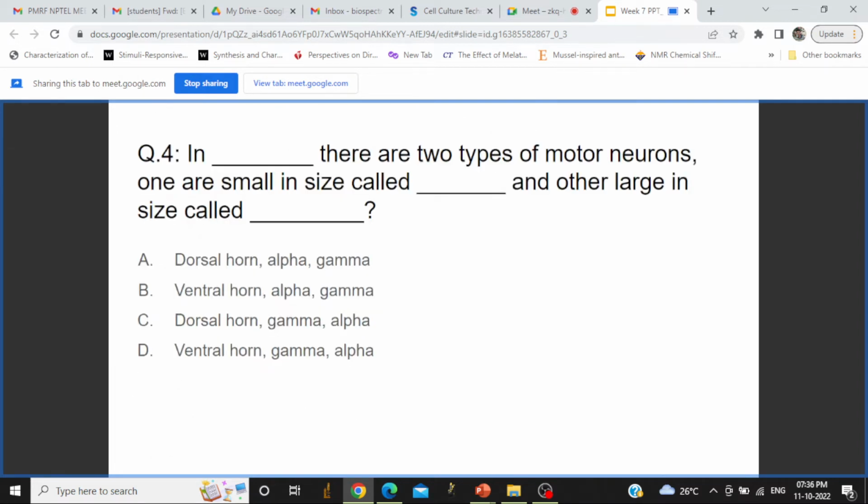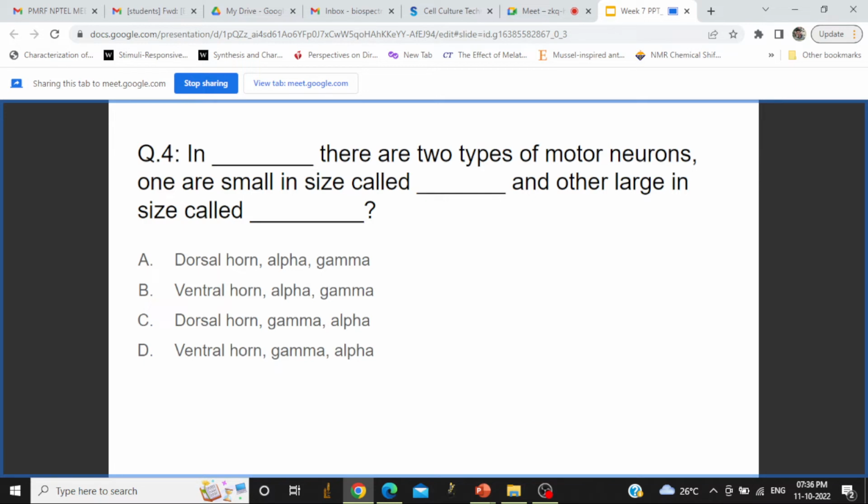So another question. In DASH, there are two types of motor neurons. One is small in size, and the other is large in size. So what is the answer?